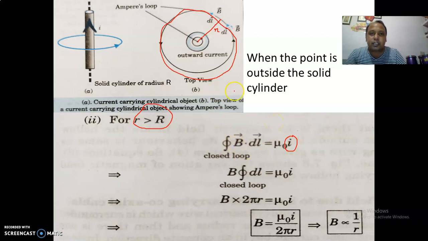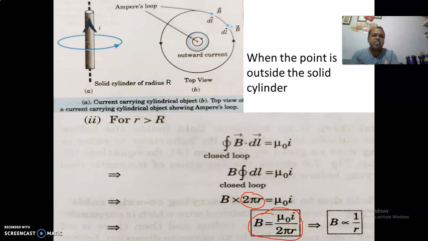Now again, B dot dl, we know that the direction of B and the direction of dl are the same for this conductor. B and dl will be tangential to the Amperian loop. So B dl cos 0. So B comes out, integration dl is 2 pi r, which is equal to mu naught I. And so finally we get the value of B, which is given by mu naught by 2 pi, I upon r. This is the same value which we have derived for a straight current carrying conductor.